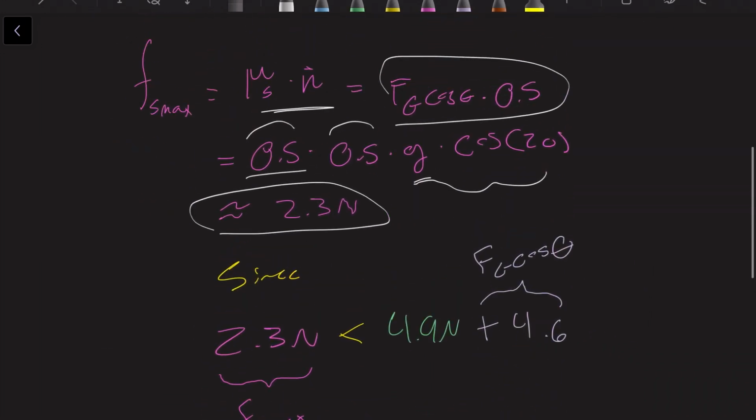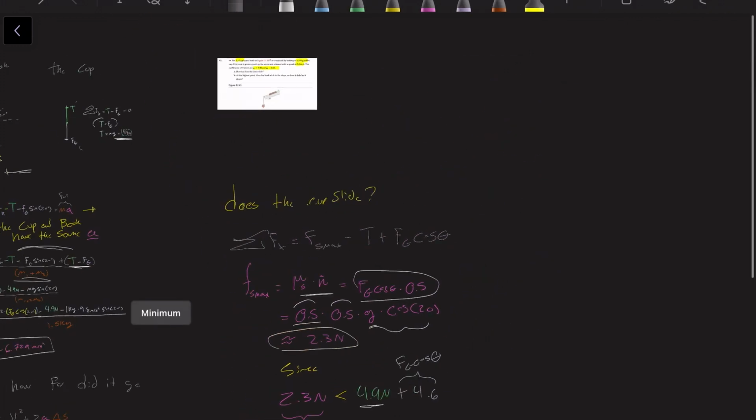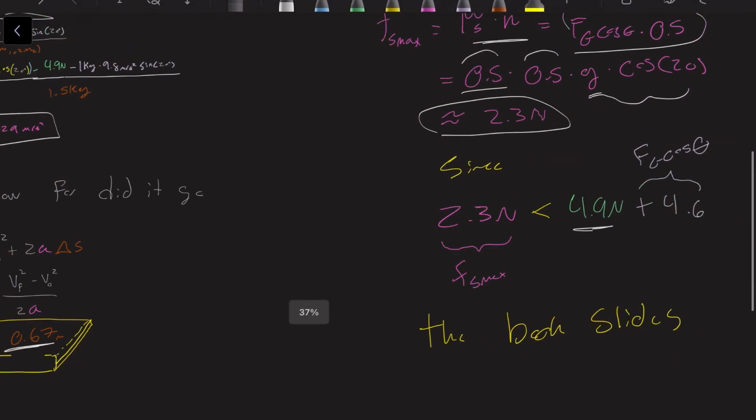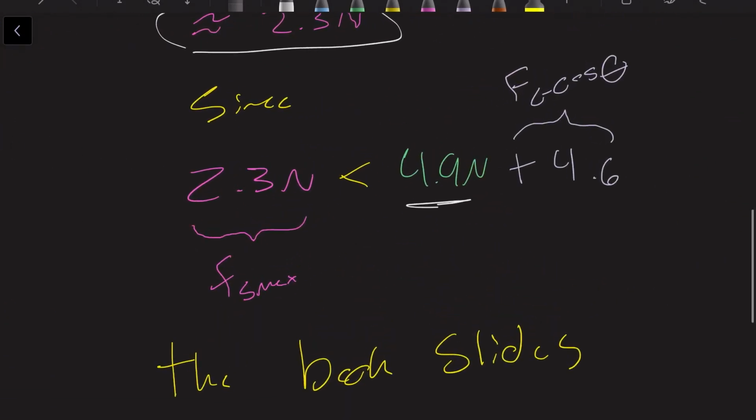We already know the tension from earlier. If the cup is at rest, the tension would be 4.9 newtons. If our system has hit the pinnacle, it should be, for an instant at least, not moving. So the tension will be equal to what we did earlier, summing all these forces up with the cup, and we get 4.9. So 4.9 is already much larger than 2.3. Adding on gravity to that, the book most definitely slides. And that's really the whole question.